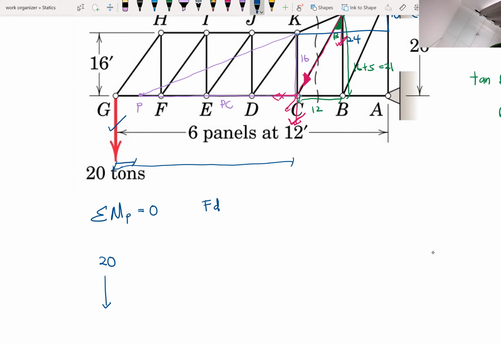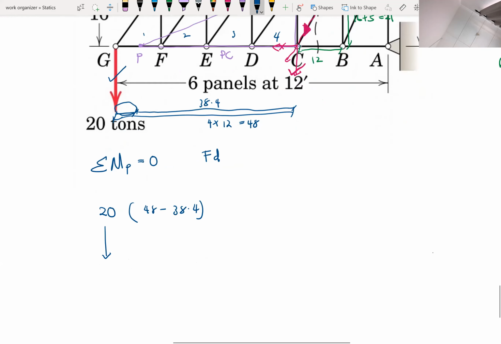let's say this one is 1, 2, 3, 4, 4 multiplied with 12, which is 48. And then we know PC is 38.4. So this one we just do 48 minus 38.4. The direction is this one, so we have positive.